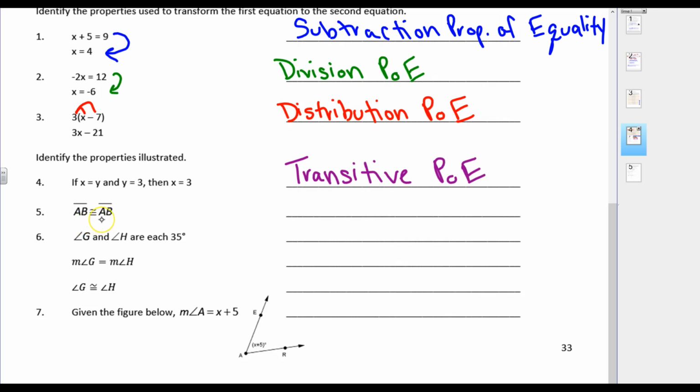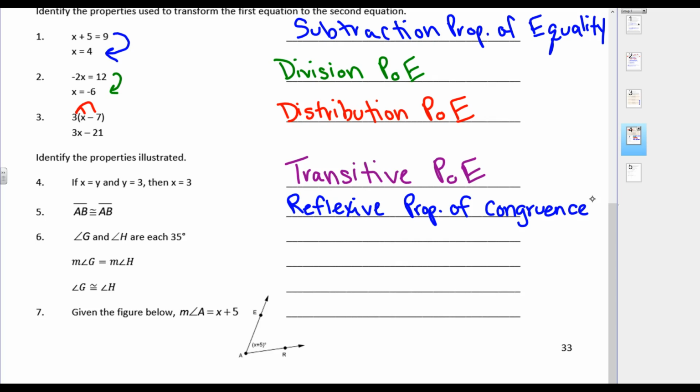Segment AB is congruent to segment AB. That's your reflexive property. And because we're dealing with a congruent symbol, it's really property of congruence now, not equality. We change signs. And in geometry, we like to make a distinction between being congruent and being equal, even though they mean very similar things. They're not quite the same idea.